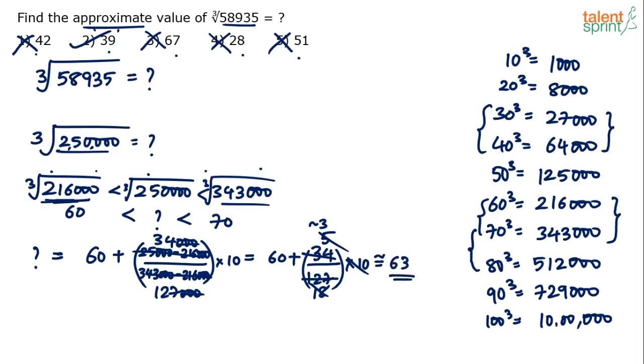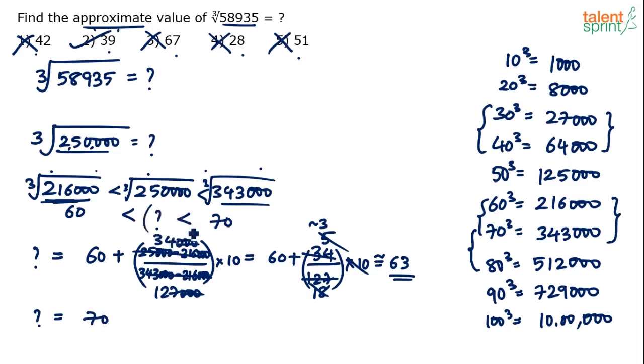Again, like what we discussed in case of square roots, you need not always consider 2,16,000 as a base. You can consider 3,43,000 also. All you have to do is, in that case, we'll get minus. So let's understand the process once again using 3,43,000 as a base. We are supposed to find the approximate cube root of 2,50,000. 2,50,000 is close to 3,43,000, and the cube root of 3,43,000 is 70.